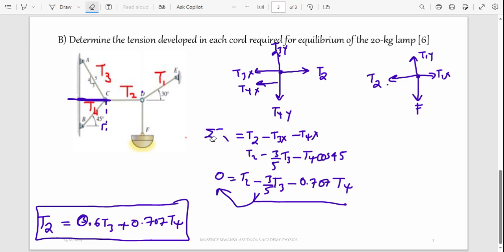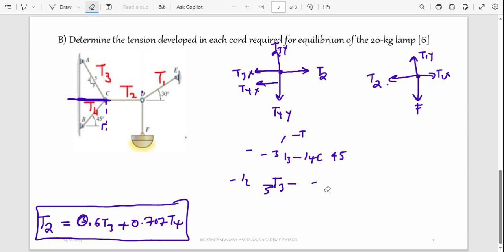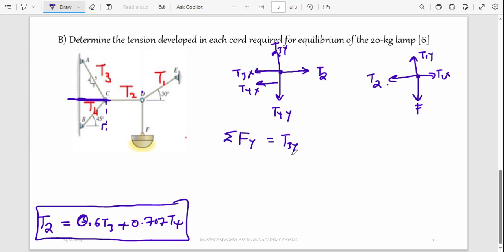And then we are going to go in the y. Remember what we are dealing with here? We were dealing with the components in the x. Now, the components in the y, we are going to have what is going in the positive y. You can see in the positive y, we have only T3. So the net force in the y, up we have got T3y, down we only have T4y.